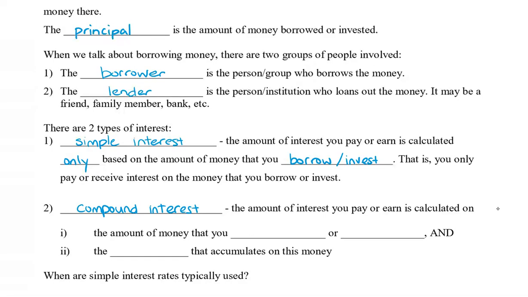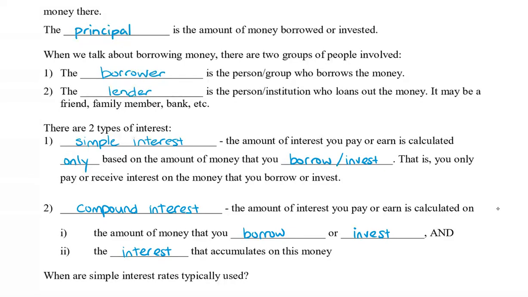Now, the amount of interest you pay or earn is calculated based on two things. First, same as simple interest, it is the amount of money that you borrow or invest. But the amount of interest is also calculated on the interest that accumulates on this money. So you can think of it as you're getting interest on top of the interest.